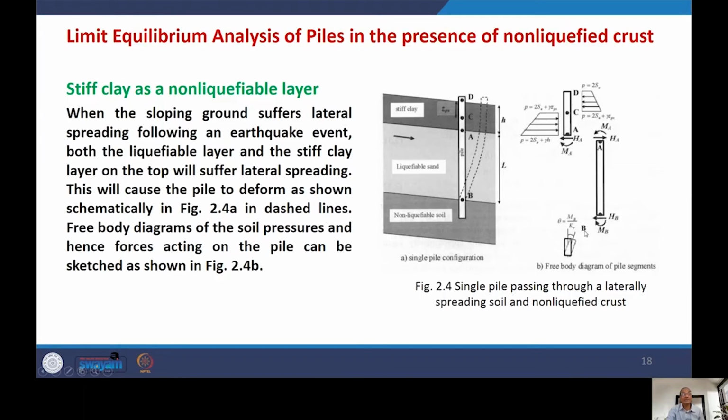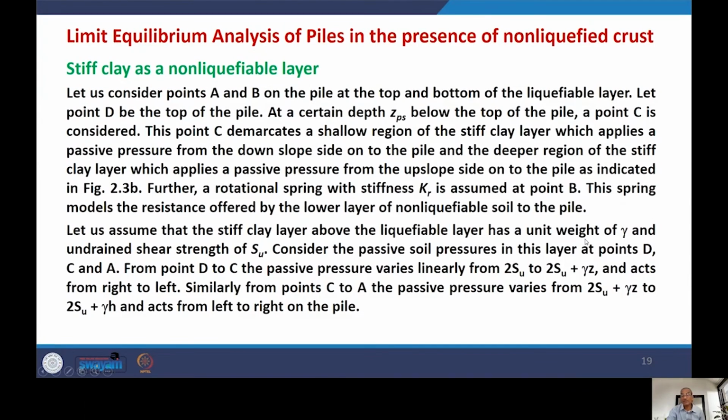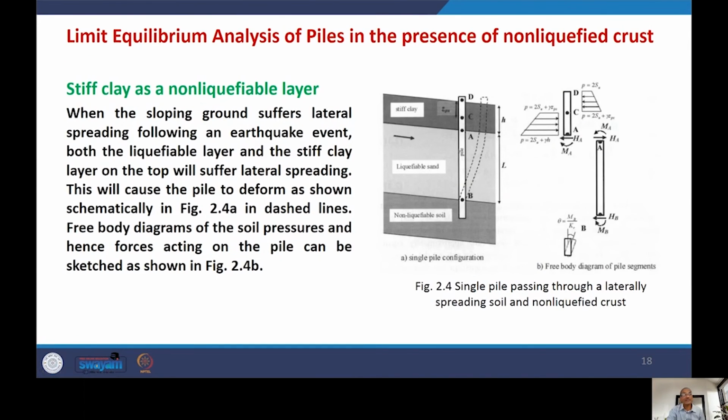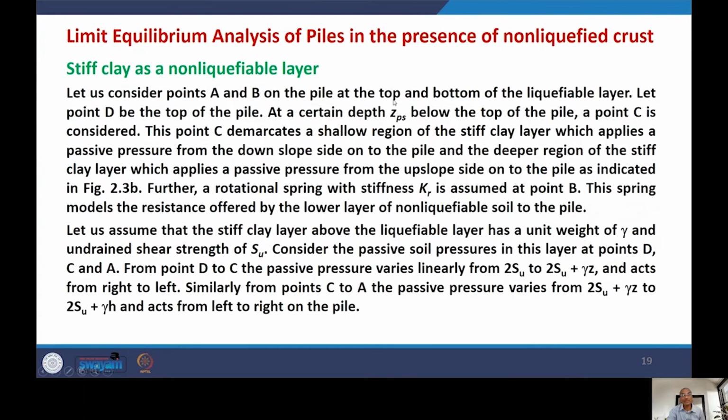Okay, continue with this. Then you have stiff clay as the non-liquefiable layer. Continue with the same problem. Let's consider points A and B on the pile at the top and bottom of the liquefiable layer. Let point D be the top of the pile. At a certain depth, which is LPS, below the top of the pile, a point C is considered, and this point C demarcates a shallow region of the stiff clay layer, which applies a passive pressure from the downslope side onto the pile, and the deeper region of the stiff clay. So this is shown in the figure.